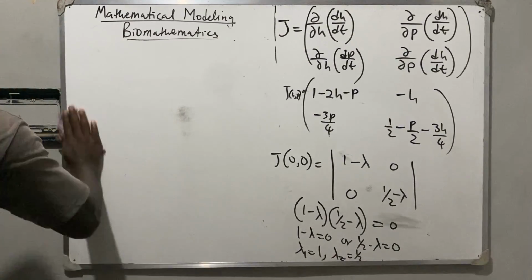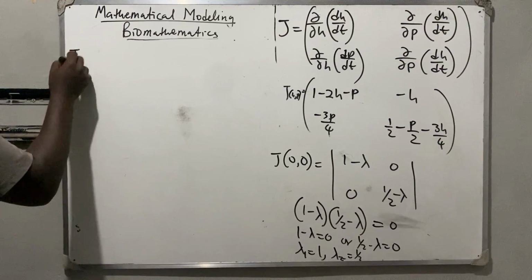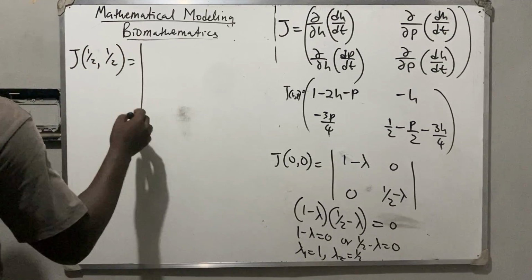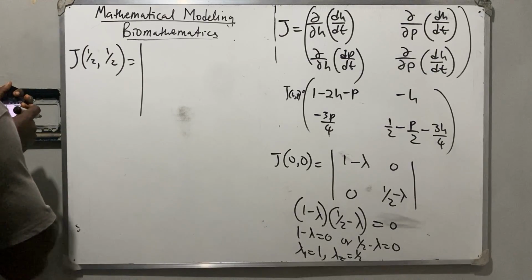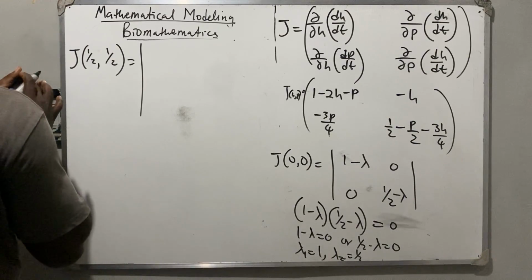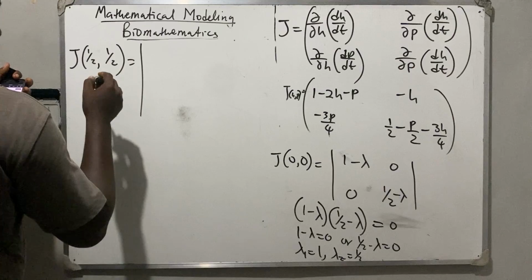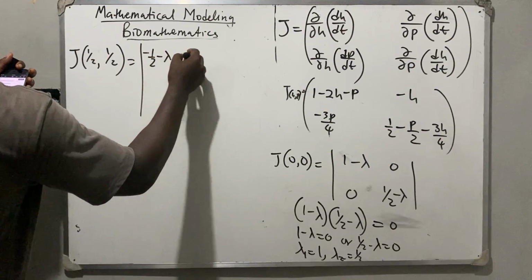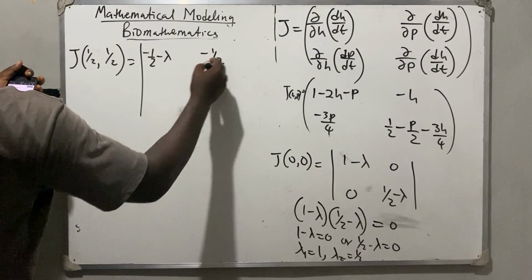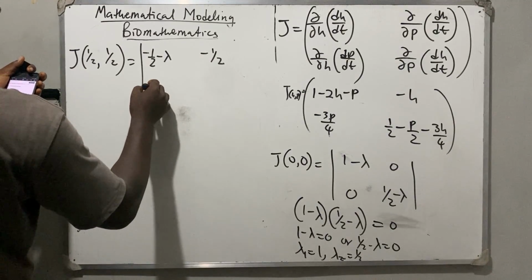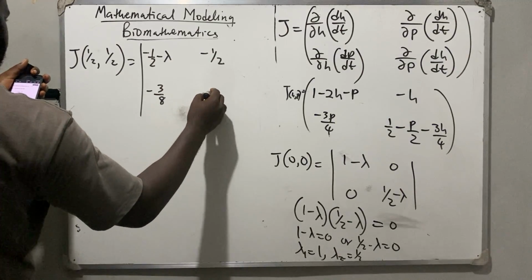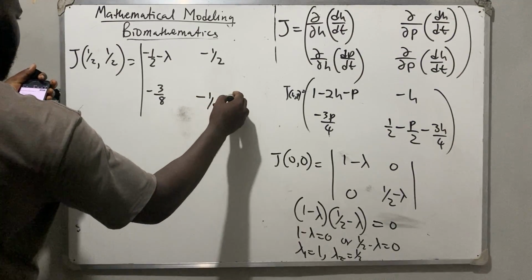So we go for the last but not the least. For the last one, we have J of half and half. J of half and half gave us this time, I think, minus 1 over 3, minus 1 over 2 minus lambda. And then here gives us 1 over 2. Here gives us minus 3 over 8. And here gives us minus 1 over 8 minus lambda.